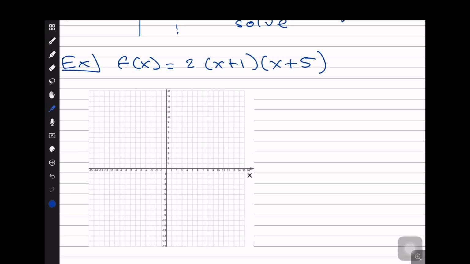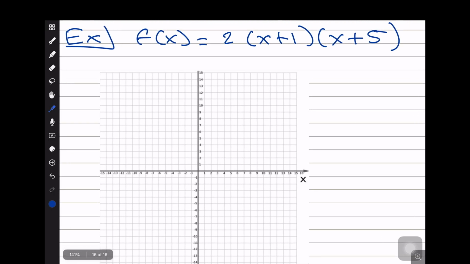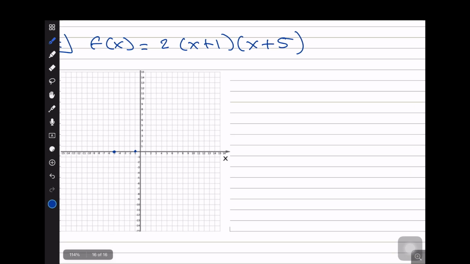Take this example. F of x equals 2 times x plus 1 times x plus 5. Your x-intercepts are at -1 and -5. Remember, you want to look at the parentheses. And whatever those values are, you want to take the opposite of those values. So inside our parentheses, we see a plus 1. So we know our x-intercept is going to be at -1. And we see a plus 5, so we know our other x-intercept is going to be at -5.